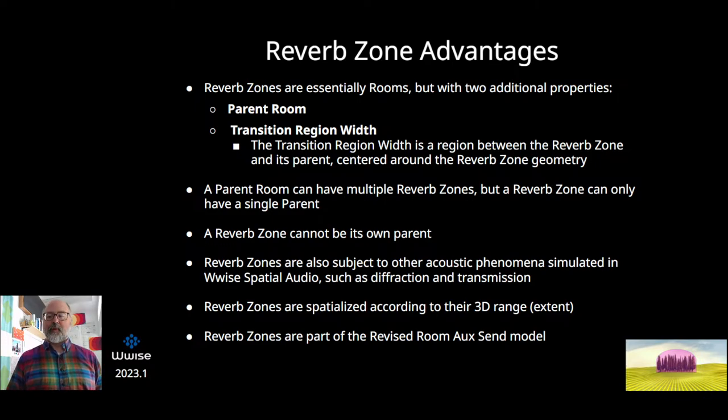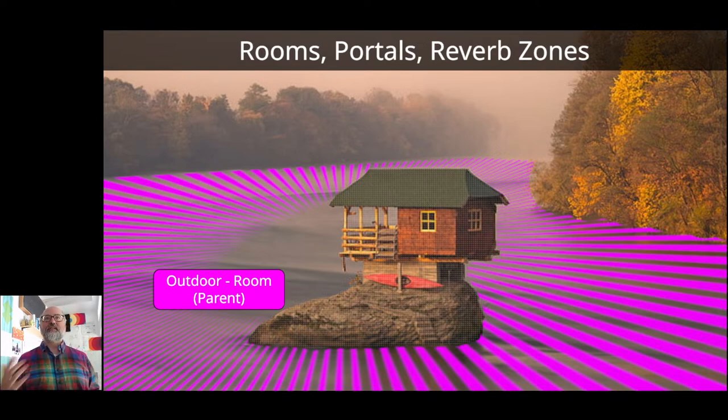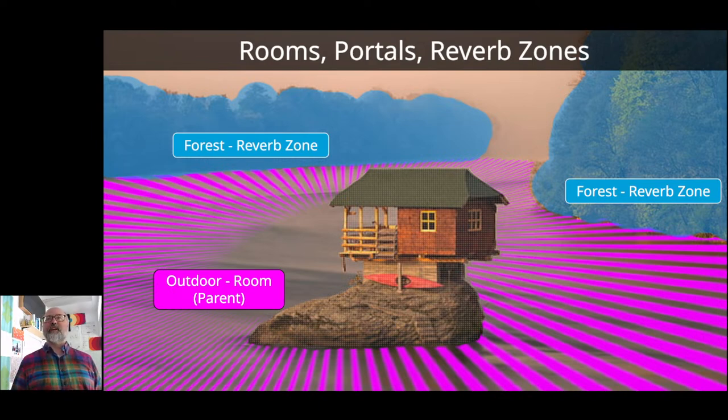Here's another example going a little bit deeper. Imagine this fantastic cabin perched in the center of this body of water. And we can define this outdoor space as the parent room for our spatial audio. Additionally, we have these forested areas on the fringe that we could author as reverb zones. We can enter them from any point, and we'll get a natural transition defined by that transition width as we move in and out of these forested areas.